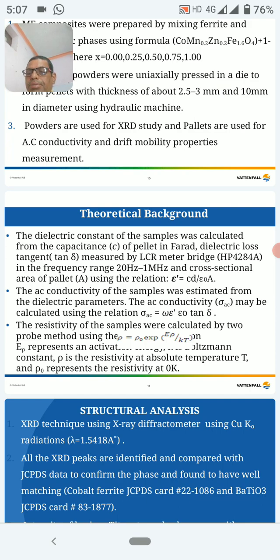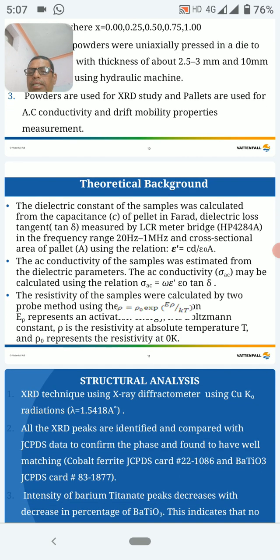AC conductivity of the sample is estimated from the dielectric parameters. AC conductivity may be calculated using the relation, that is sigma equals omega epsilon naught epsilon dash tan delta, where tan delta is the dielectric loss tangent, epsilon 0 is the permittivity of free space, omega is the angular frequency, and tan delta is the loss tangent.